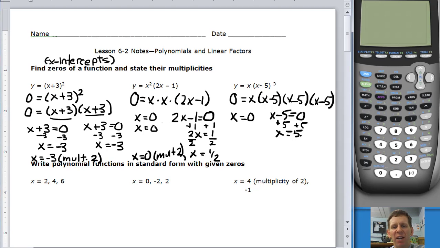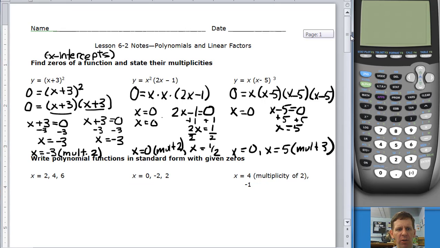Instead of writing out 5 three times, I'm going to say my solutions are x equals 0 and x equals 5 with a multiplicity of 3, because there's going to be 3 answers of 5. 5 here, 5 there, and 5 there. All right. So what if we go the other way?